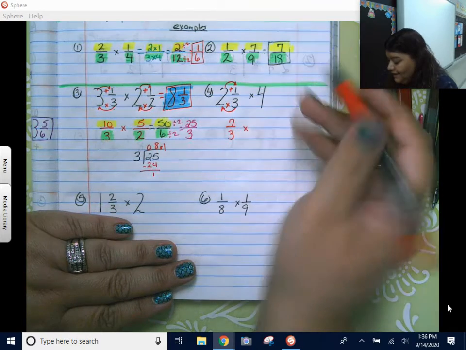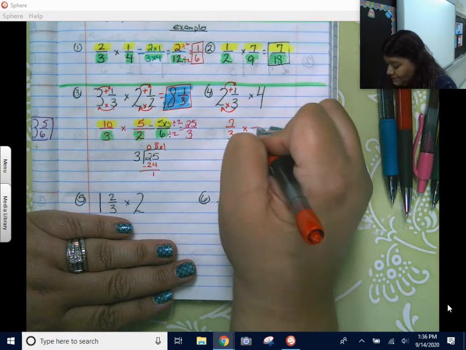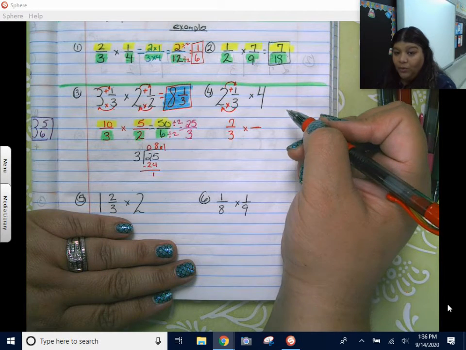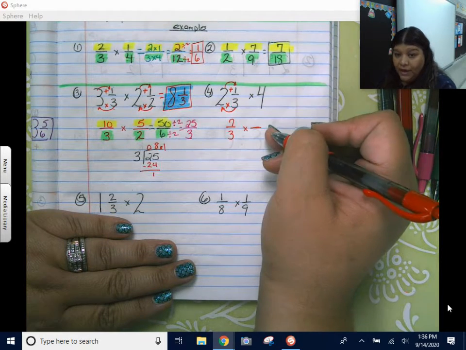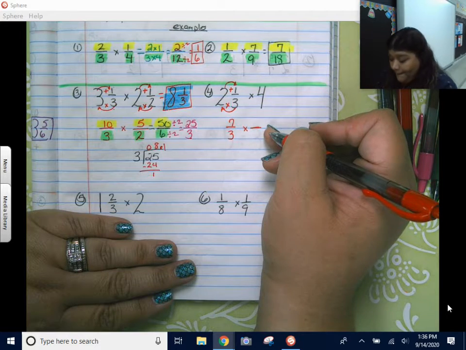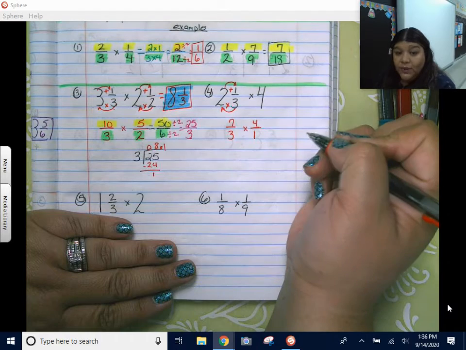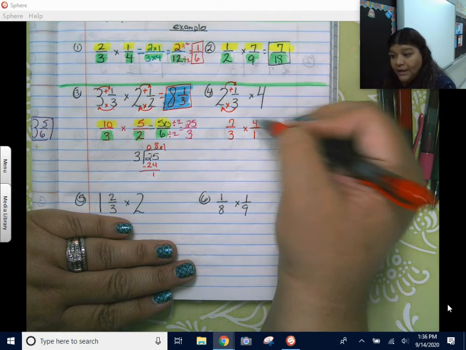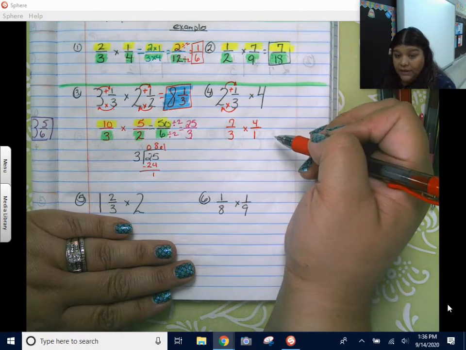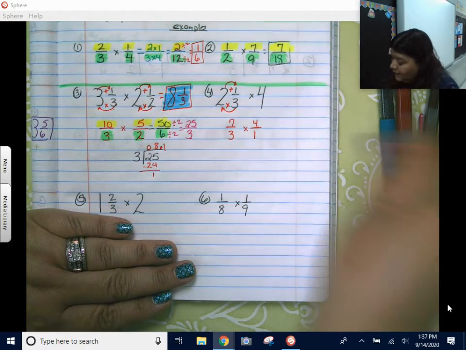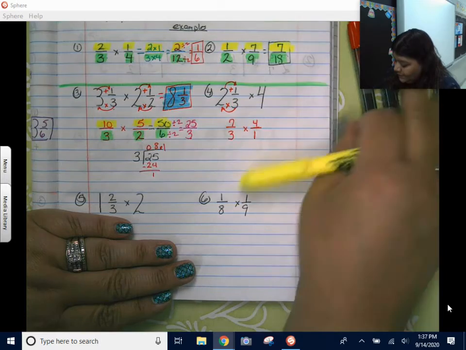Okay? Now 4. I need to turn this into an improper fraction. You need to remember how to go from a whole number into an improper fraction. Do you remember? There's a specific number that goes underneath here. It's a 1. Okay, so anytime you see a whole number by itself, stick a 1 underneath it, and now you have an improper fraction. Now we can go ahead and multiply.